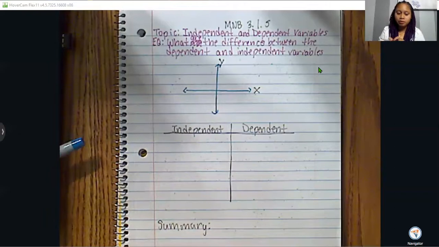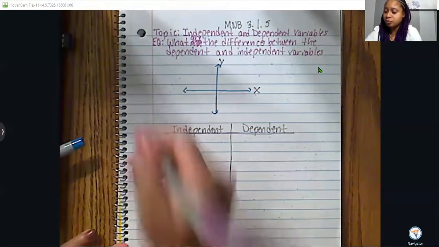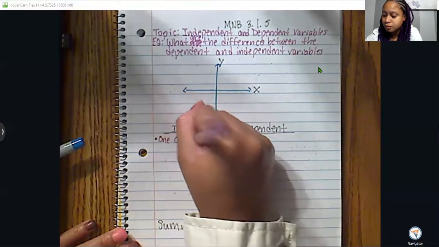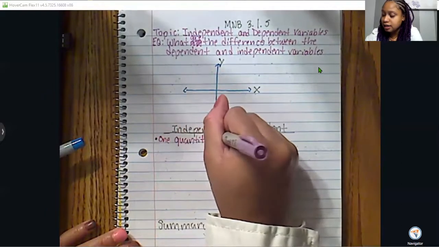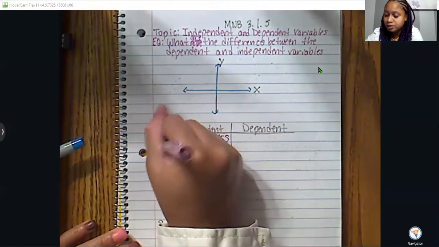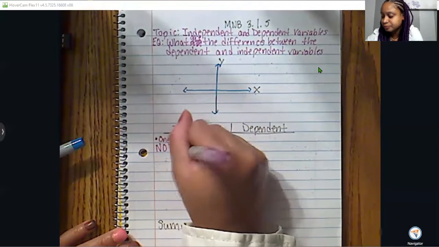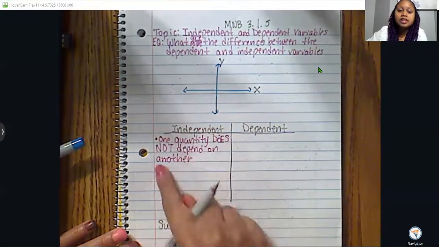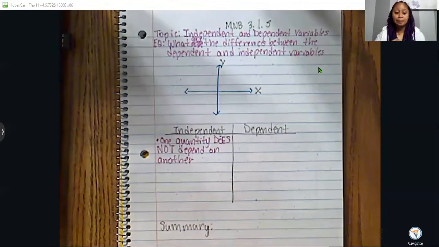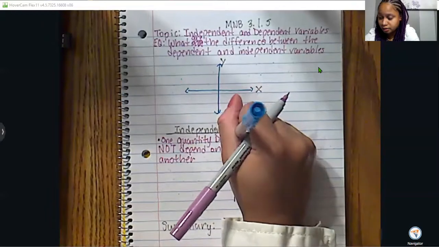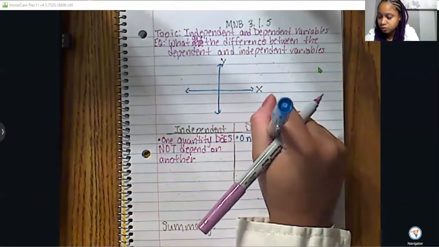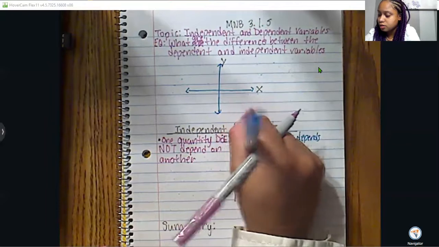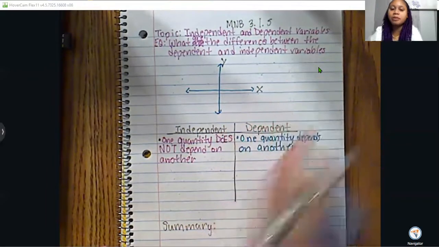All right. So for an independent variable, the definition of an independent variable is a situation where one quantity does not, emphasis on does not, depend on another. So that's where one quantity does not depend on another. And then the dependent variable is the opposite of that. It's where one quantity does depend on another. So we're going to go over a couple of examples of what this means.